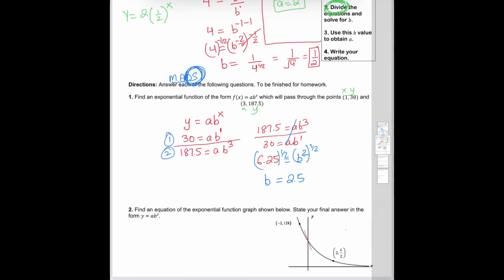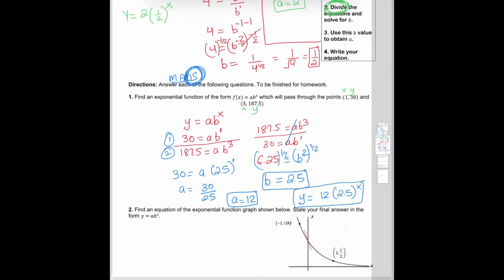Now you can substitute into any of the two equations. You have equation 1 and equation 2 and find your a. Which would be easier? Wouldn't it be easier to substitute in the first? So I'm going to take that 30 equals a times 2.5 to the first. So basically I'm going to divide by 2.5. A equals 30 divided by 2.5, which is what? A equals 12. So I got a equals 12 and b equals 2.5. So my equation is going to be y equals 12 times 2.5 caret x. So that is my exponential equation.